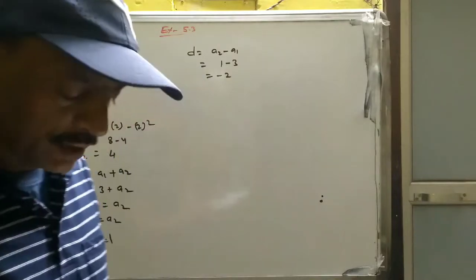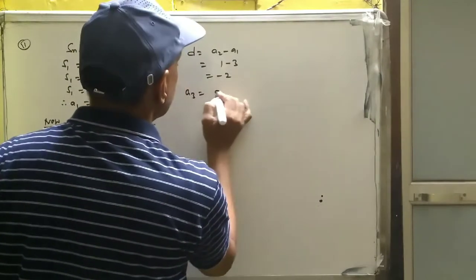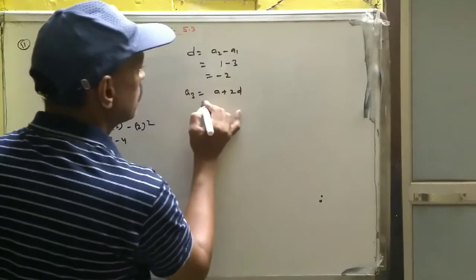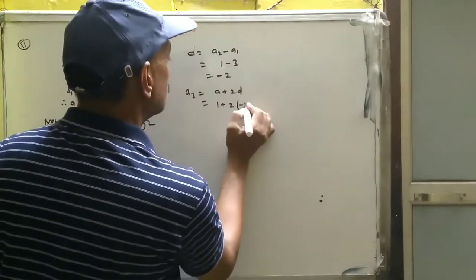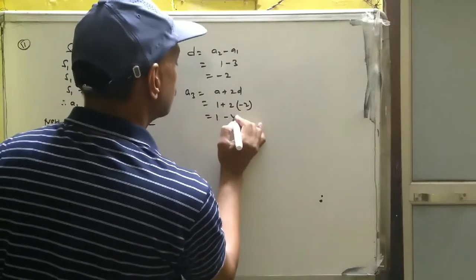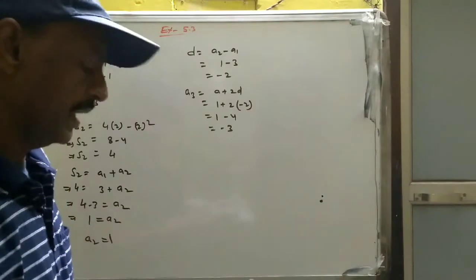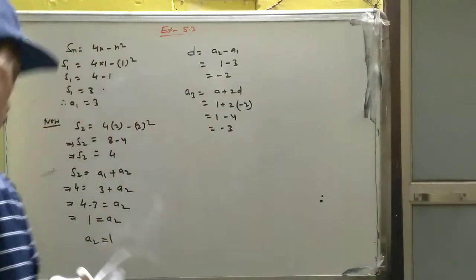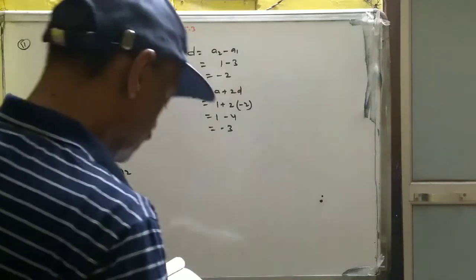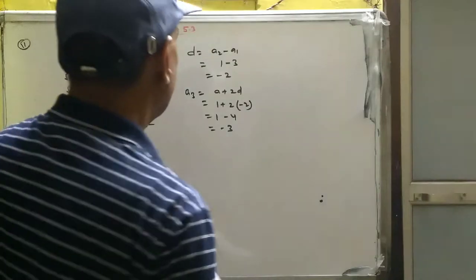So we need to find third term and 10th term. Third term means a3. a3 equal to a plus 2d. So a is 1, this one, 1 minus 4. So this is minus 3. a3 is minus 3. Okay, still we have to get the value of 10th term and nth term.